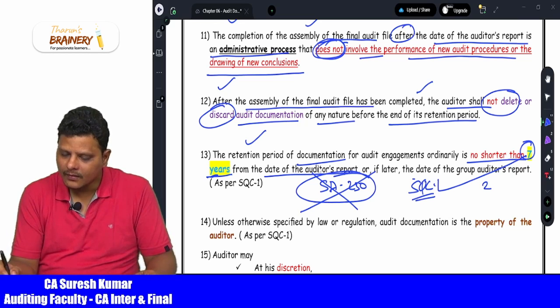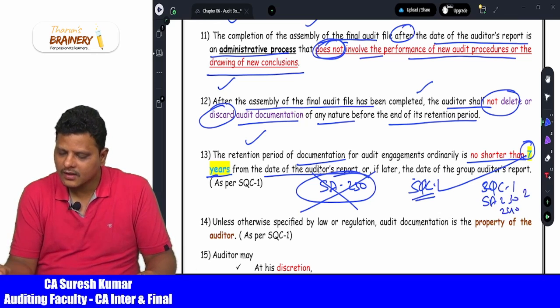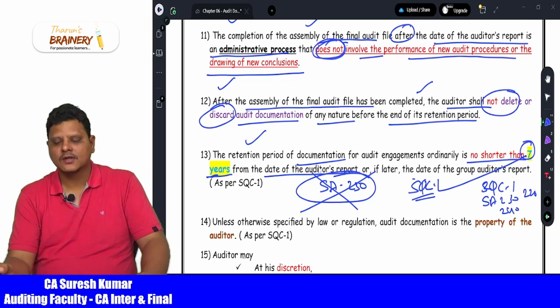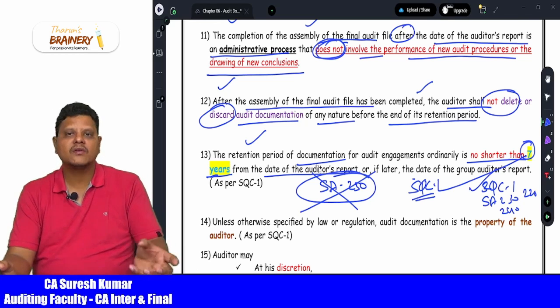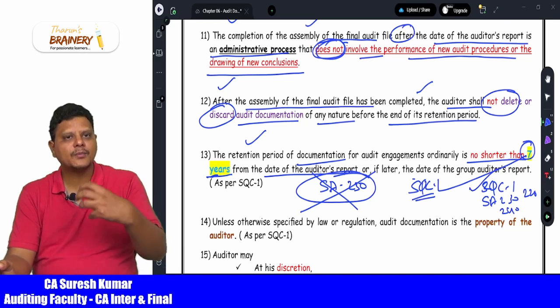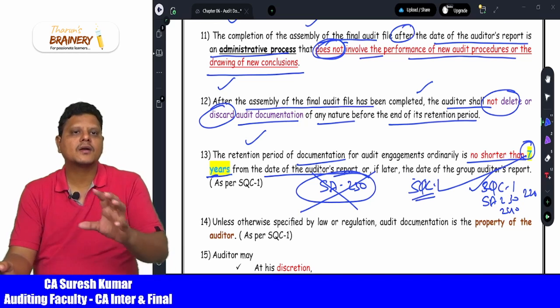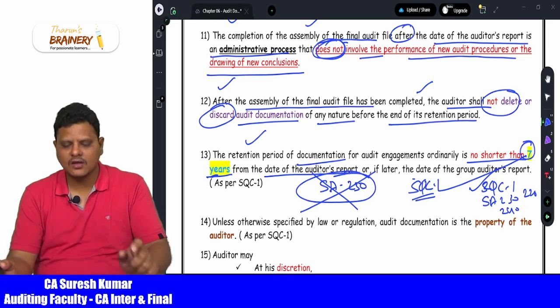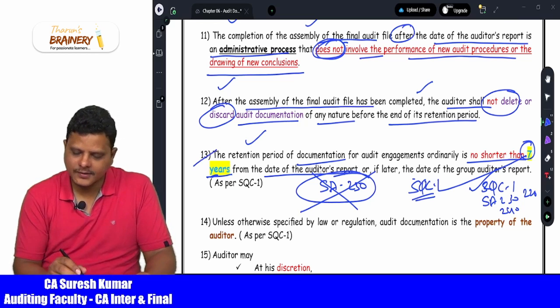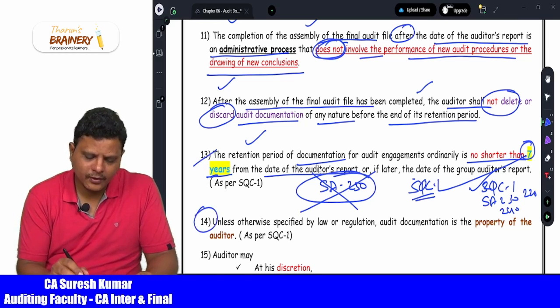So SQC1, then they may give SA 230, then 240, then 220. They have given 4 options. Now, the 7 years period is given by SQC1. Even though the standard is dealt with by SA 230, the retention period has been clarified by standard number SQC1.